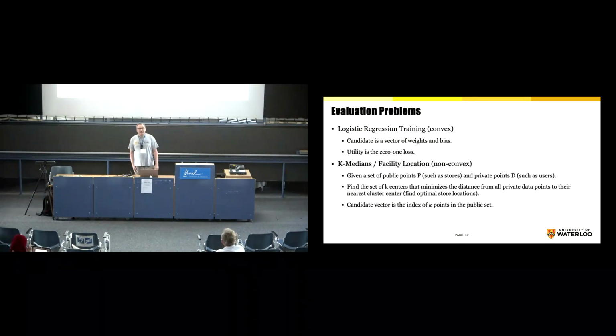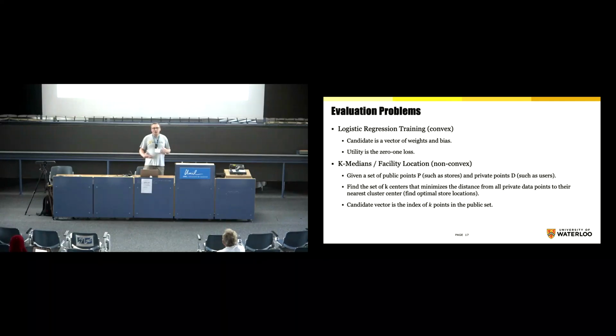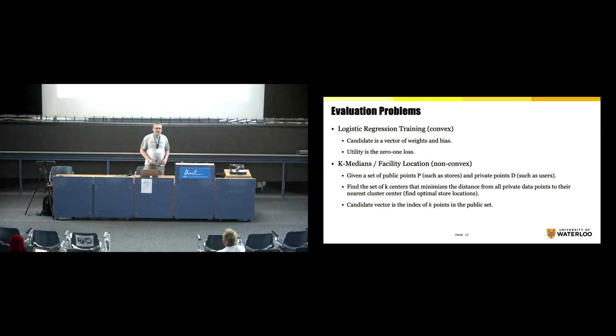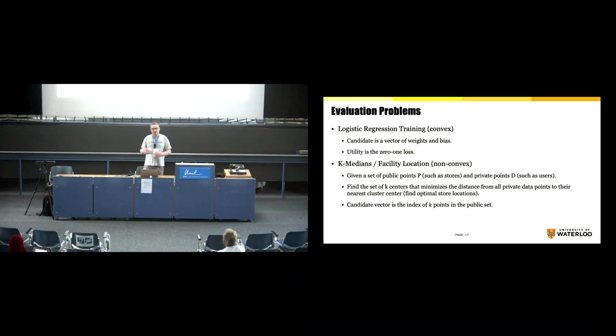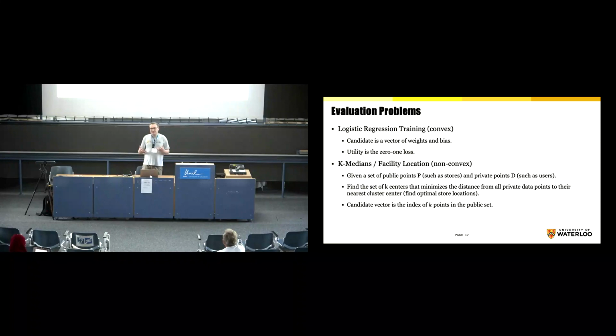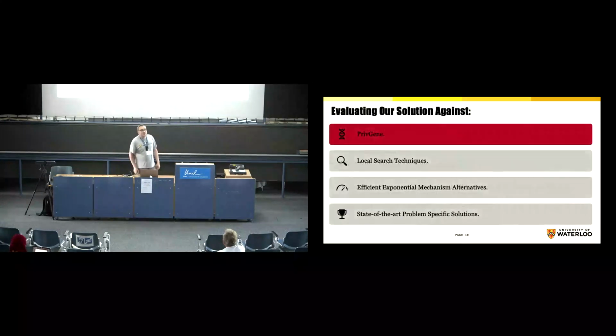So the two problems we looked at were logistic regression training that we mentioned, and also k-medians, or facility location. So this is like, I want to open some stores in a town. I have a set of possible locations for my grocery stores. I have a private database of users, and I basically solve clustering, but it's restricted to this set of possible stores. It's like a discrete k-means in some way. And it's a nice non-convex problem that we could study.